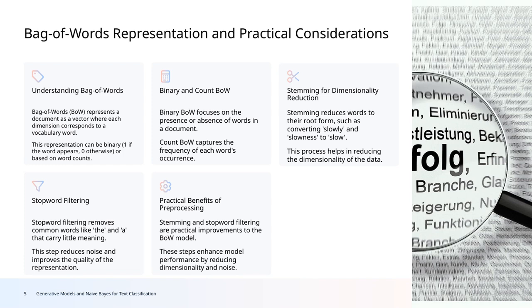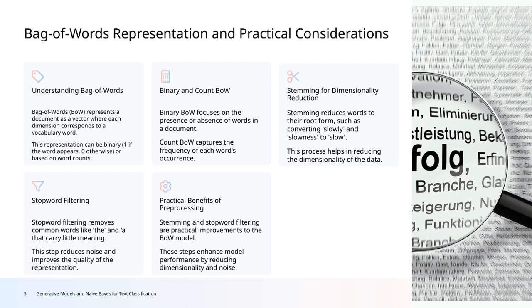First, techniques like stemming and stopword filtering are key practical improvements for the BOW model. They help enhance the model's performance by reducing the dimensionality and noise in the data. Stopword filtering is particularly useful because it removes common words such as "the" and "that" that don't carry much meaning. Removing these words helps reduce noise and makes our representation more meaningful.